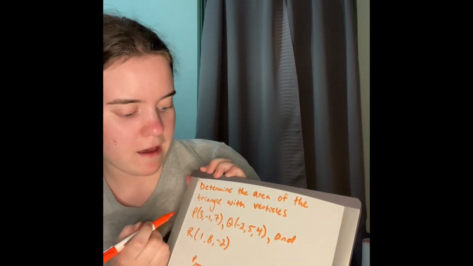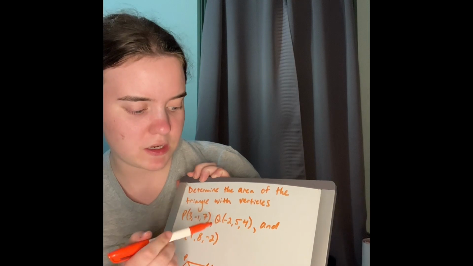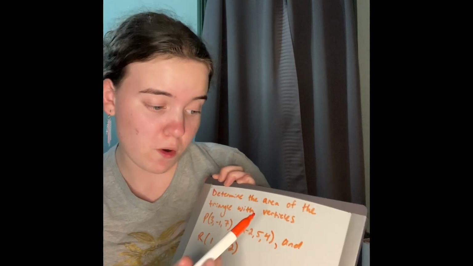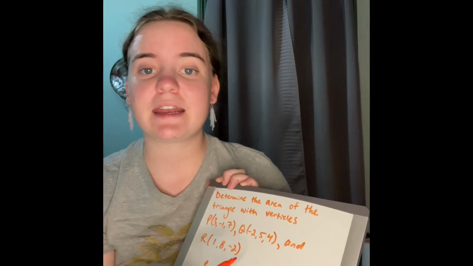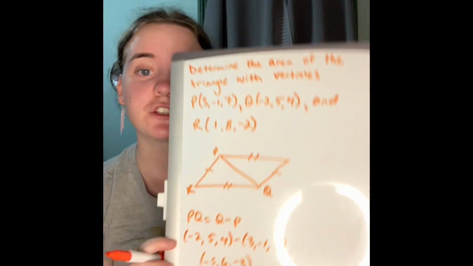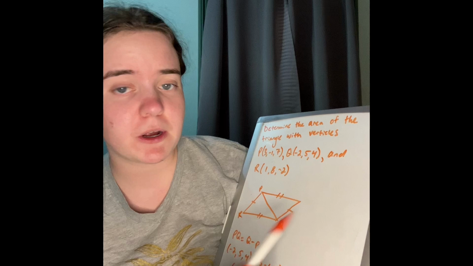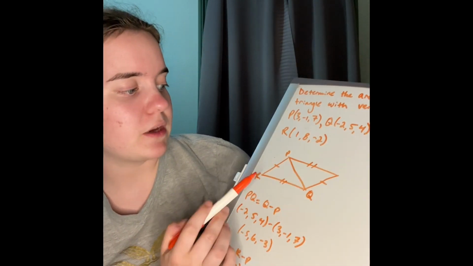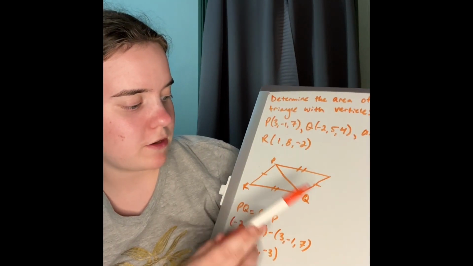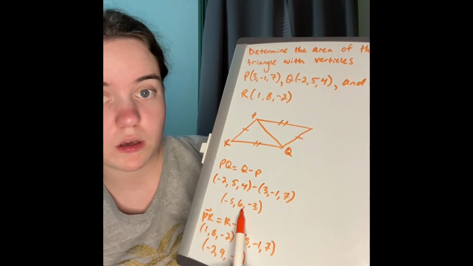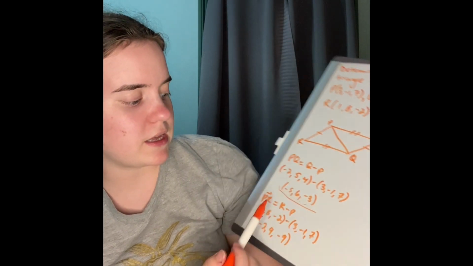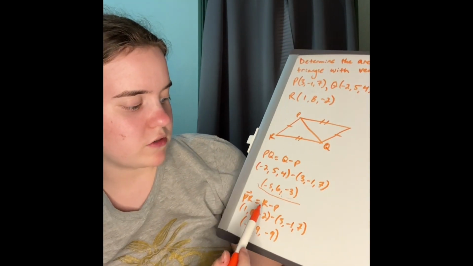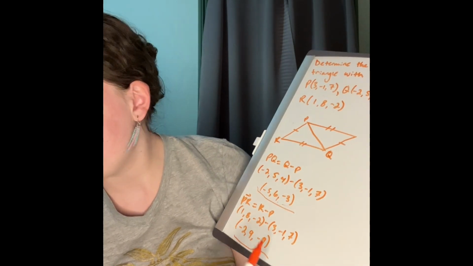Okay, and now we have a more complicated question, which is determine the area of the triangle with vertices of P, which is 3, -1, 7, Q, which is -2, 5, and 4, and R, which is 1, 8, and -2. So I go ahead and I draw that out. I draw it as a parallelogram. P, Q, R. So then I want to find PQ, so I'm going to subtract P from Q, which I do down here, and get these 3 sets of coordinates. And then I want to find P to R, so I subtract P from R, and I get these coordinates.